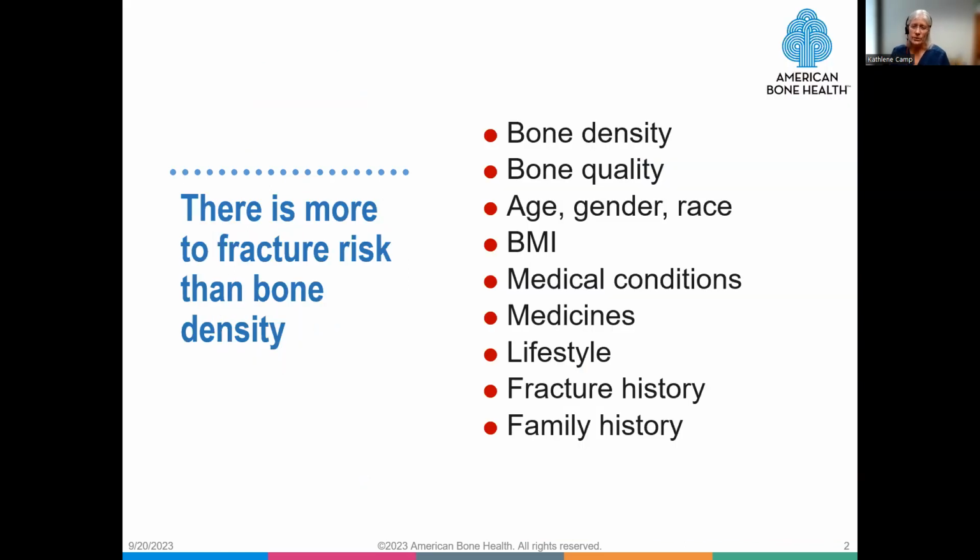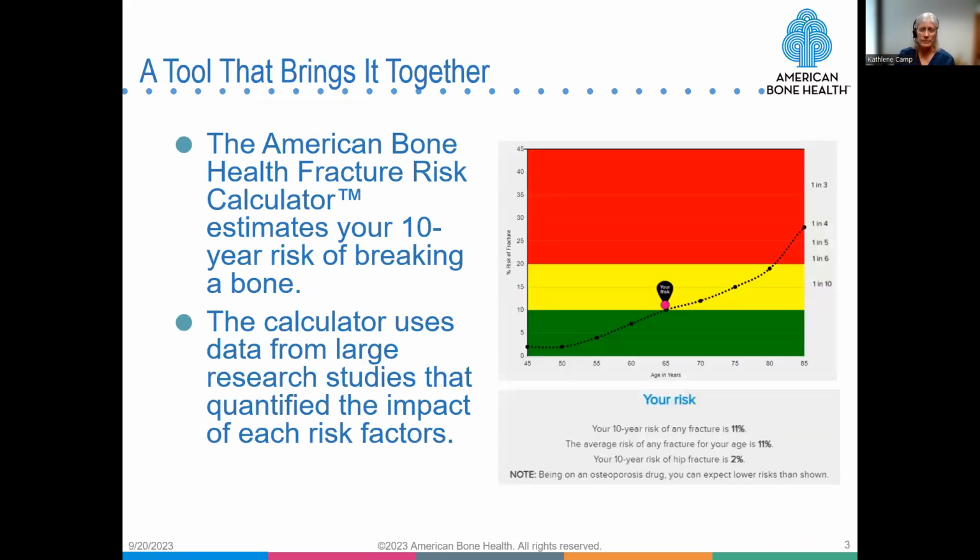So here are the factors that determine your fracture risk calculation. They include not only bone density, but also bone quality, age, race, and gender, body mass index, medical conditions and medicines, lifestyle, fracture history, both yours and your parents.